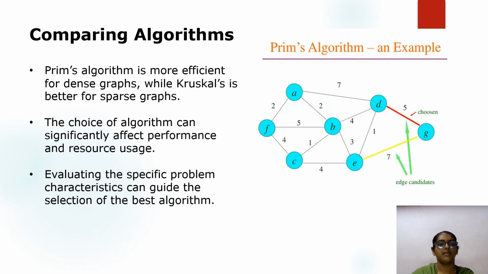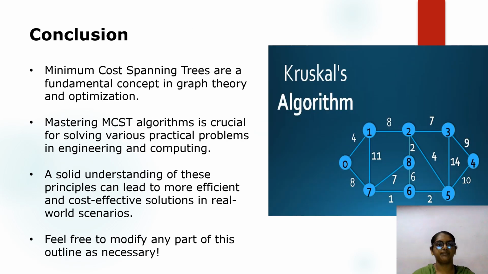Comparing algorithms. Prim's algorithm is more efficient for dense graphs, while Kruskal's is better for sparse graphs. The choice of algorithm can significantly affect performance and resource usage. Evaluating the specific problem characteristics can guide the selection of the best algorithm.